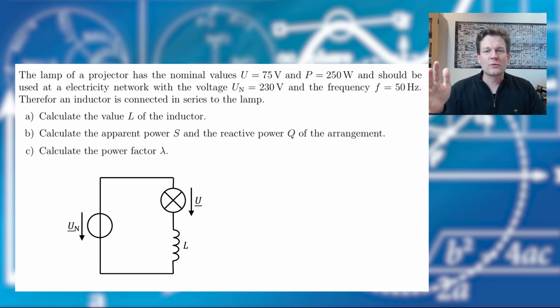And in the end we are asked for the power factor lambda, and this power factor is just defined by the active power divided by the apparent power. The active power was given, we calculated the apparent power, and therefore it's this.